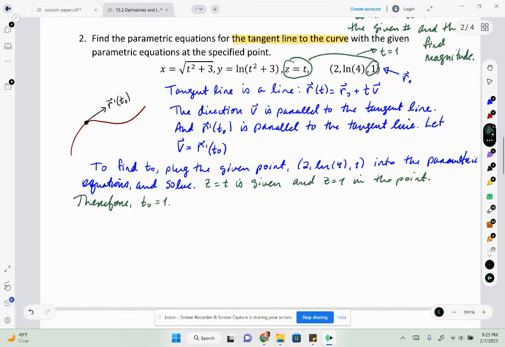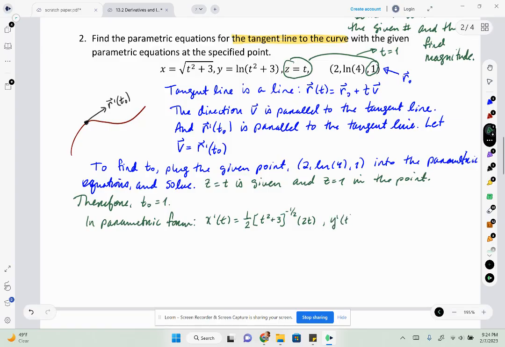All right, we need to find r prime, or the components evaluated. So let's go ahead and do that. In parametric form, x prime of t is equal to, now I have to take the derivative of the square root of t squared plus 3. So I'll get 1/2 times t squared plus 3 raised to the negative 1/2 times 2t. So there's a power rule and a chain rule in there.